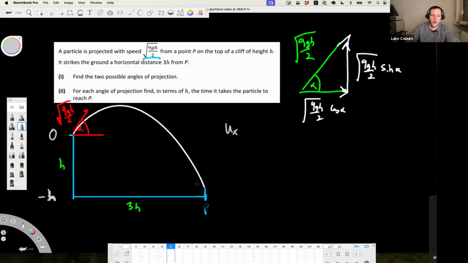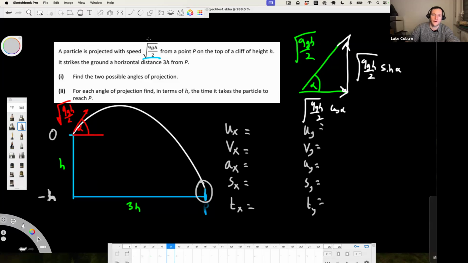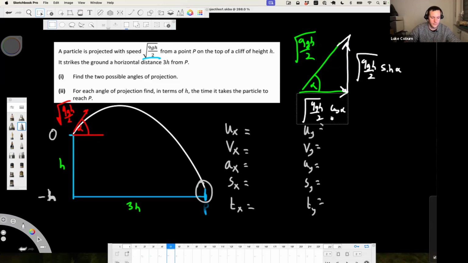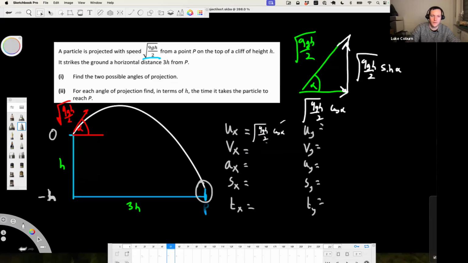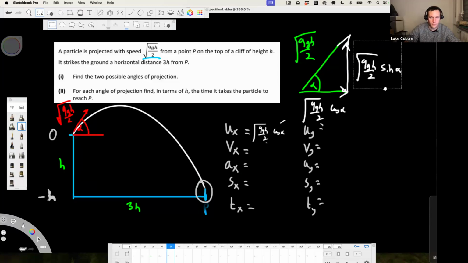So let me fill in what I know, and I'm going to consider this point here. What do I know about when we get to that point there? So ux, vx, ax, sx, and tx. And then uy, vy, ay, sy, and ty. Let me get this one here. So that's there. This one is here.